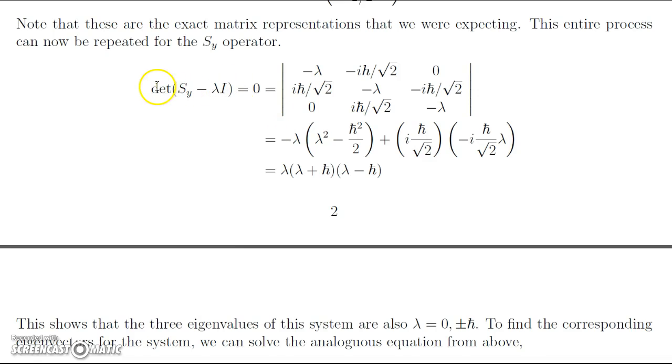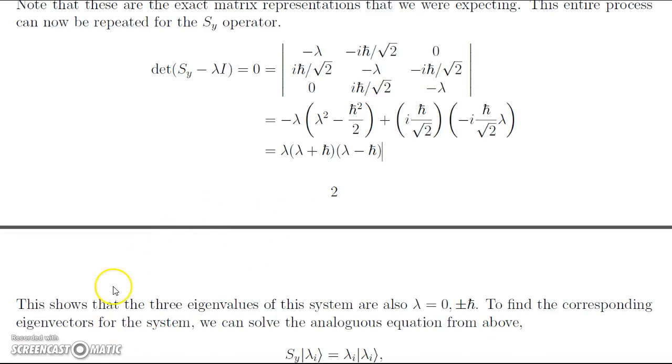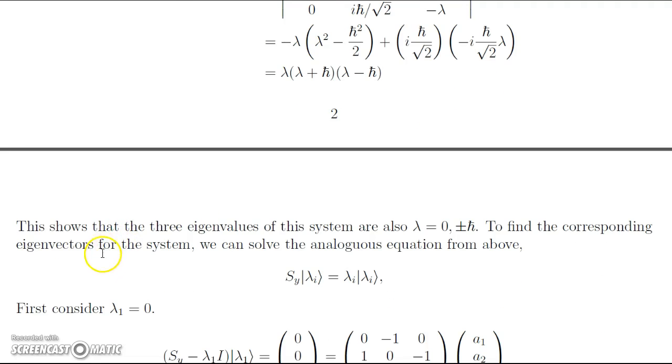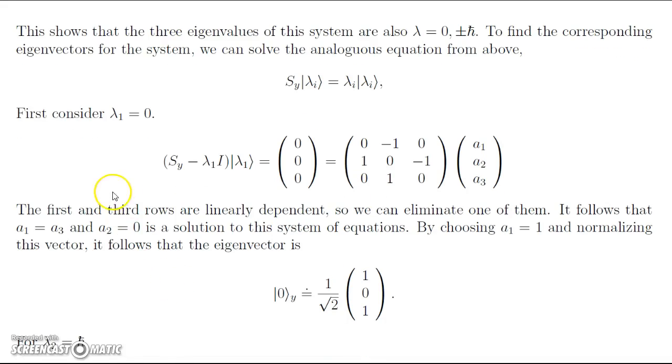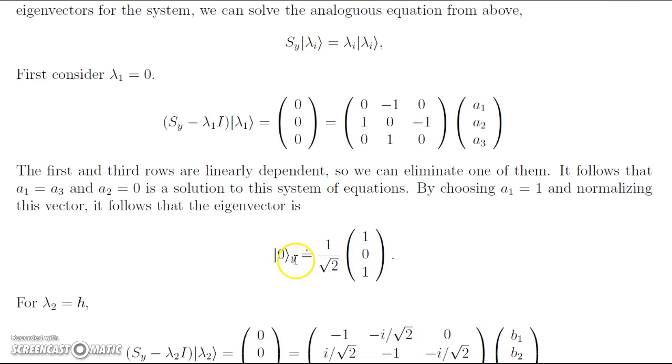And to do this, we take our characteristic polynomial with this operator plugged in. We solve and we get the exact same solution, so we get the same three eigenvalues as we expected, 0 and plus or minus h bar. And to find the eigenvectors, we solve the analogous equation from above with S_y. In this case, I'm going to go through the lambda 1 case, where for lambda 1 equal to 0, we get that |0y> can be represented as 1 over root 2 times (1, 0, 1), which is as expected.